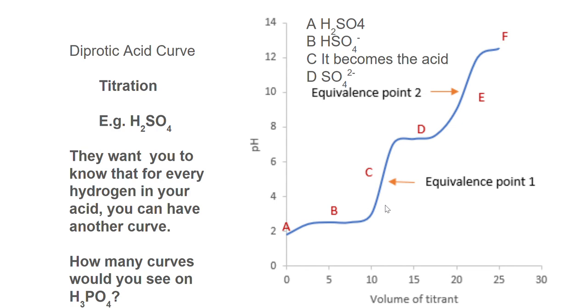Here's the question. We see 2 curves on H2SO4. How many curves would we see on phosphoric acid, or H3PO4? Pause it. Tell me, how many curves would we see on H3PO4? The answer is you would see 3 different curves because there are 3 hydrogens on the front. They would shed, and then shed, and then shed, and they just keep shedding until they run out of hydrogens, and all you're left with is the PO4 ion.